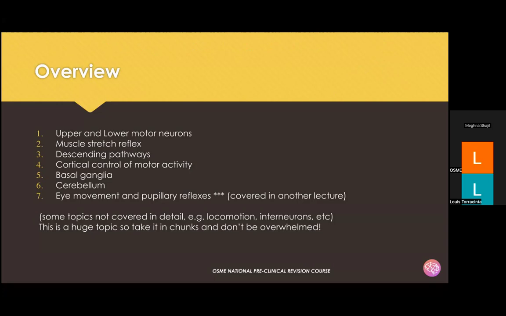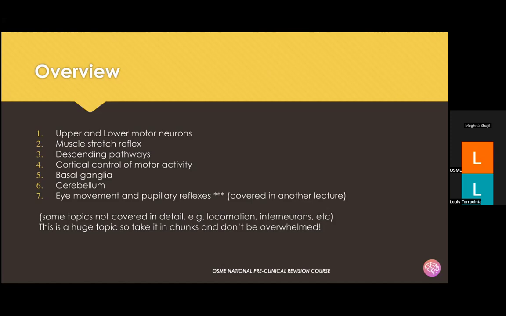It says here that eye movement and pupillary reflexes are mostly covered in another lecture, which I think Laura will be doing. But there's also some slides at the end if you want to have a look. It's when you download the slides, which you'll have access to at the end of the lecture. And some topics, it should be mentioned, are not going to be covered in detail. So locomotion, interneurons, and so on.